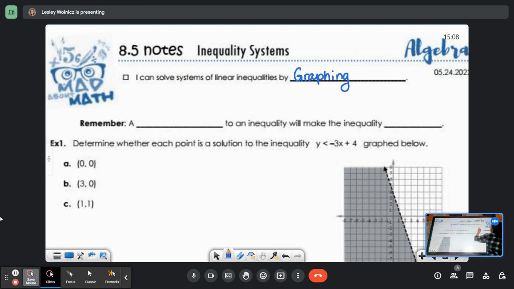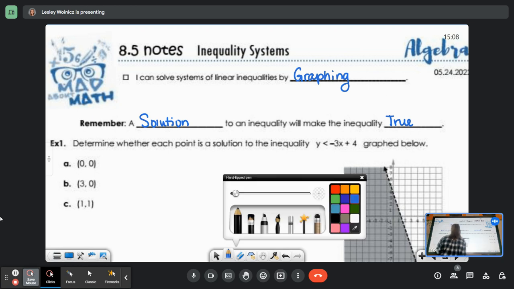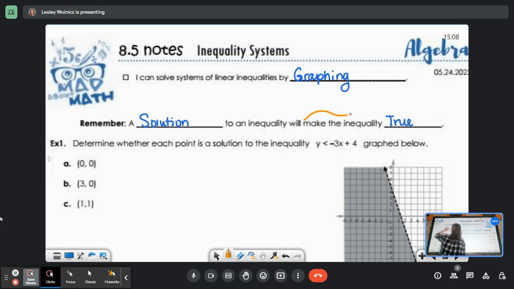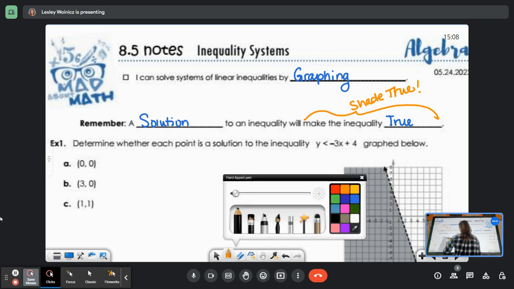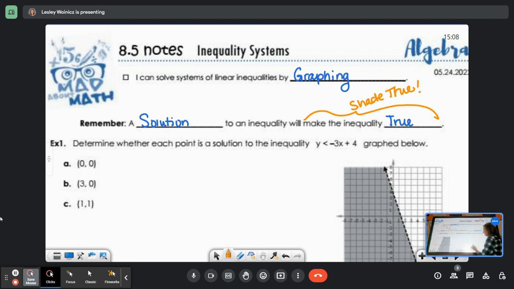Okay, remember that a solution to an inequality will make our inequality true. Okay, and remember that we shade where it's true. All right, look at this example here.